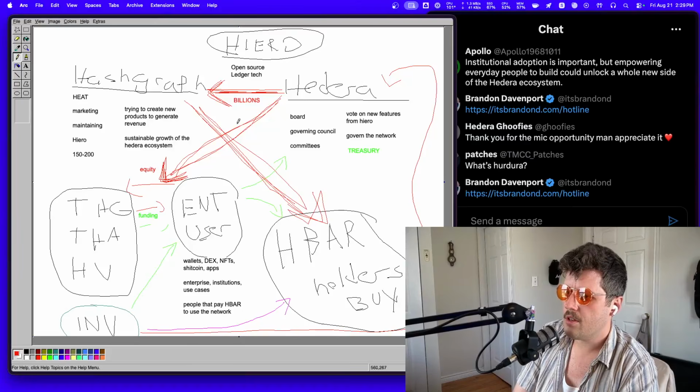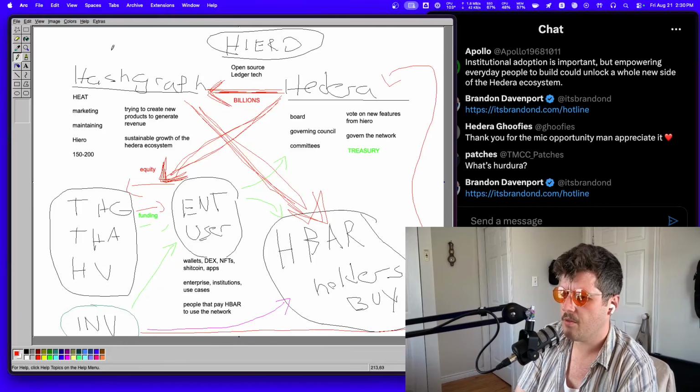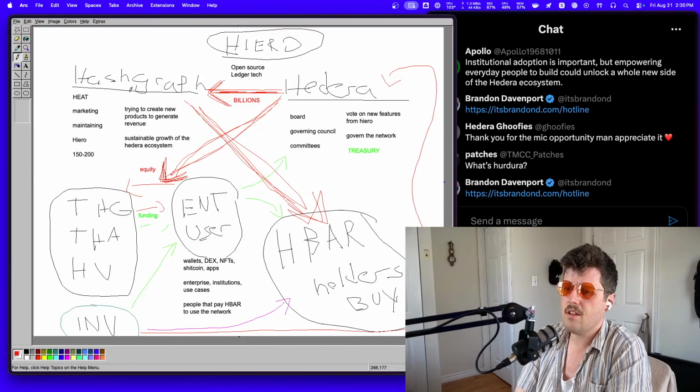And you can see the red lines I've drawn here are very strong, because there is a lot of selling happening. And the risk here is with Hashgraph, with a large team of quite a few people, developing a lot of products and doing sustainable growth and being tasked with a lot of the marketing and different things.